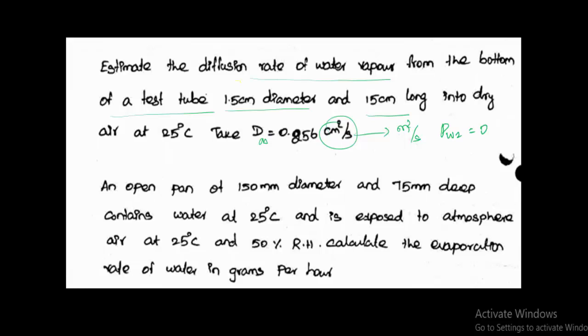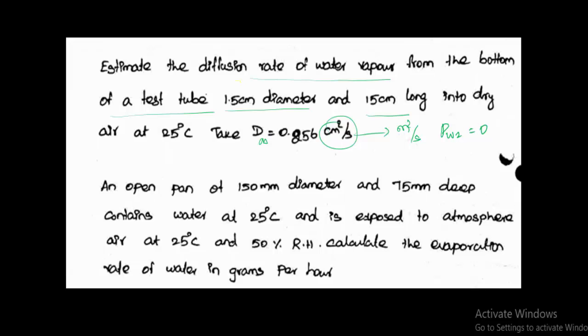You are asked to find out the diffusion rate of the water vapor from bottom. So diffusion rate is nothing but mass transfer rate. So by using the formula for molar transfer rate, you can find that, and by using the mass flow rate formula, you can find out the mass flow rate, right? So similar to the last two problems, you can solve this problem.